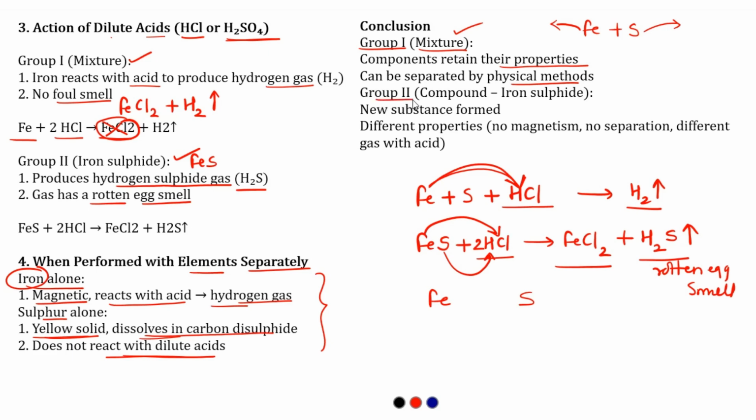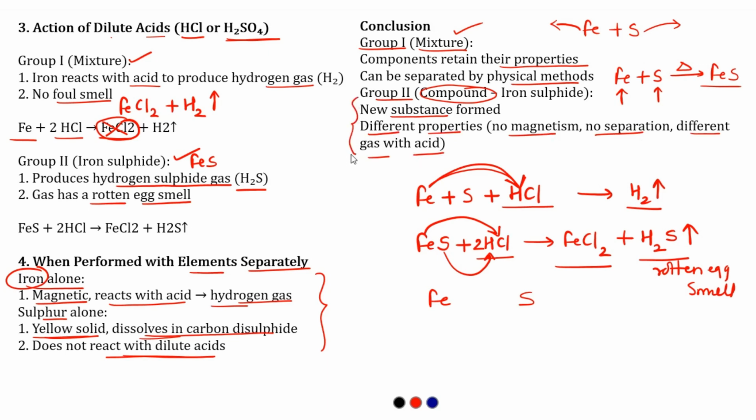But in group 2, we have heated the mixture. We took Fe, we took sulfur, that is iron filings and sulfur powder, and when we heated, we got iron sulfide. And this iron sulfide is a compound. Two different elements combined to form a compound. And this compound is a new substance. And when the new substance forms, it will not retain the properties of either iron or sulfur. It shows completely different properties. So here I have written, it shows different properties, that is no magnetism, no separation, different gas with the acids. So this is all about compounds.